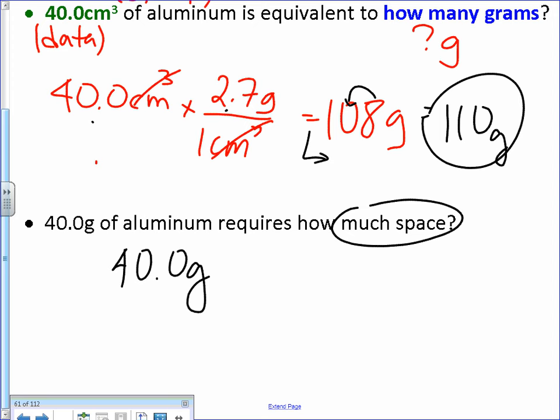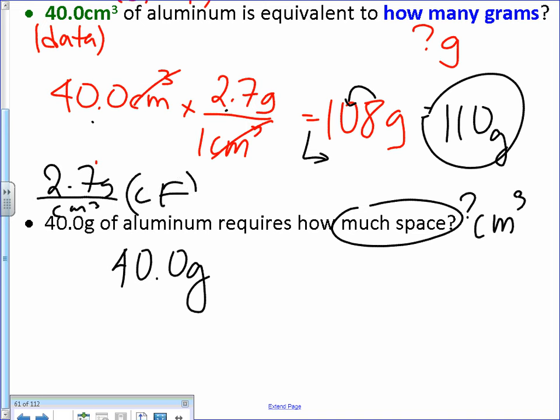Space is volume, right? So centimeters cubed, yeah? Sometimes you have to interpret what I'm asking, but you can figure out which unit that is. What is the conversion factor I gave you in this one? I know it's not here, it's on the top of this. 2.7 grams per centimeter cubed. Okay, so that's our conversion factor.